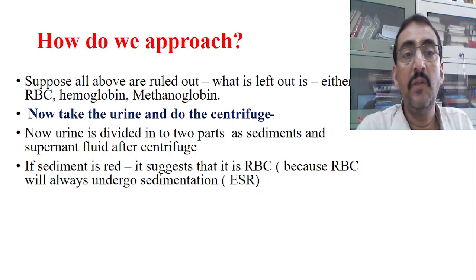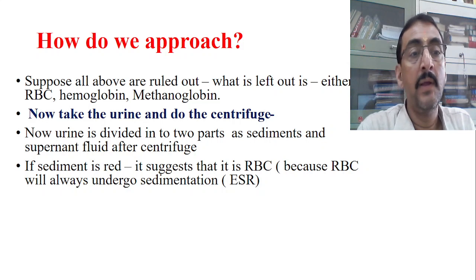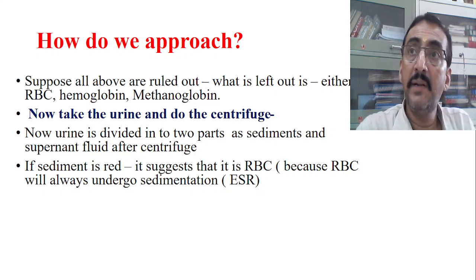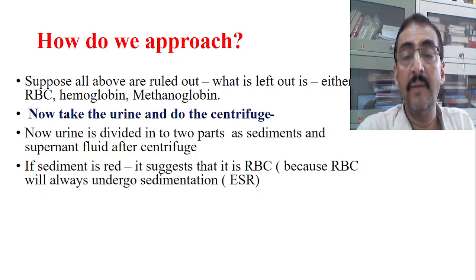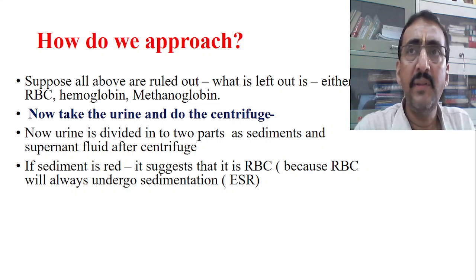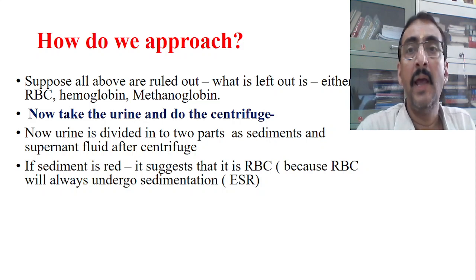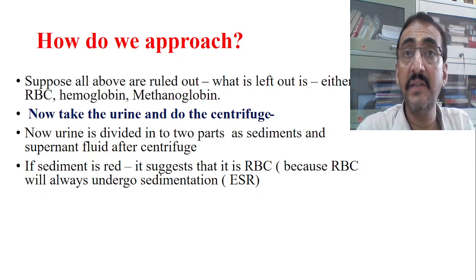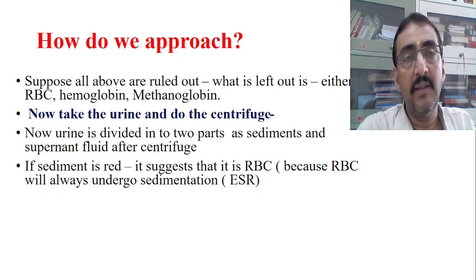Now, after centrifugation, the urine is divided into two parts. One is the sediment part and the other is the supernatant fluid. Now you take the sedimented part. If the sedimented part looks red, then definitely it is RBC, because RBC is the one which always undergoes sedimentation. Okay, erythrocyte, that means ESR, erythrocyte sedimentation. So on sedimentation, if it is reddish looking, definitely the cause is RBC. Somewhere from the vessel there is extravascular hemolysis taking place, or there is bleeding from some part, internally or externally.